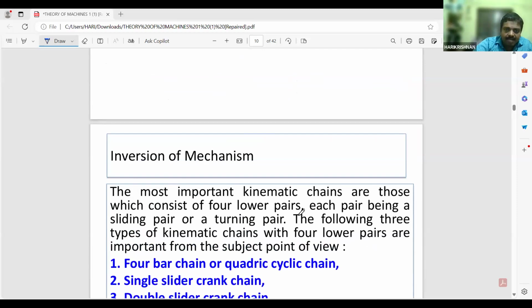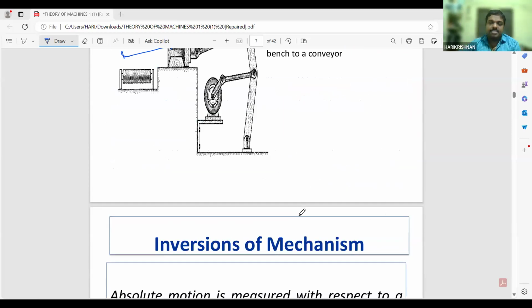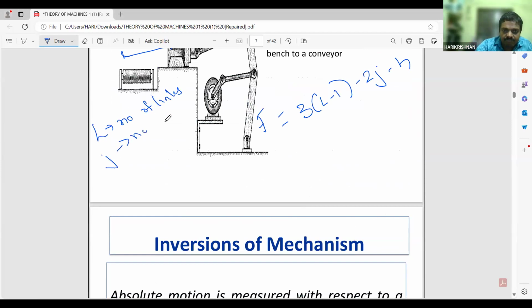Next, we have got a criterion known as the Grubler criterion. This is a very important criterion. Here the equation is F = 3(L - 1) - 2J - H. Here L represents the number of links, and J represents the number of joints.